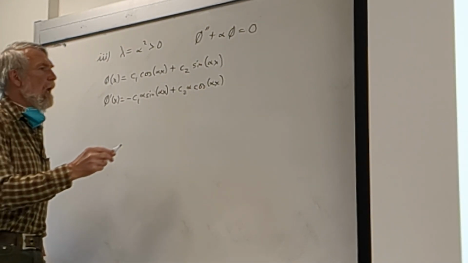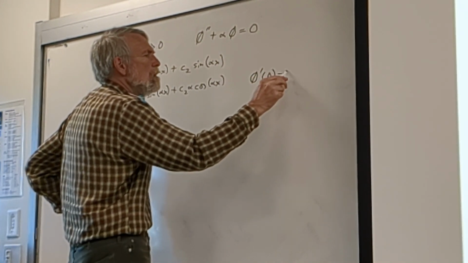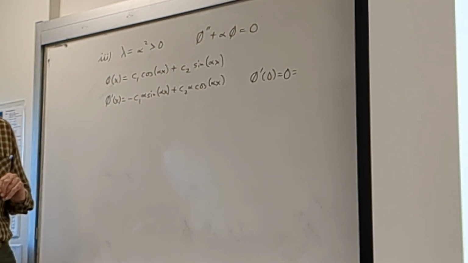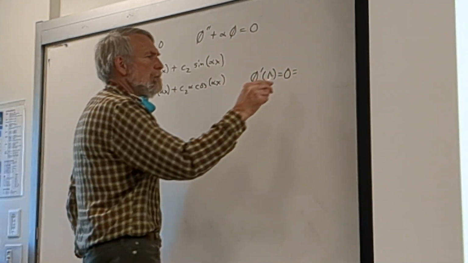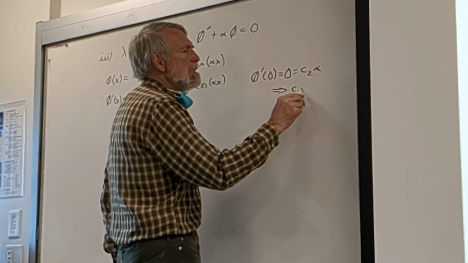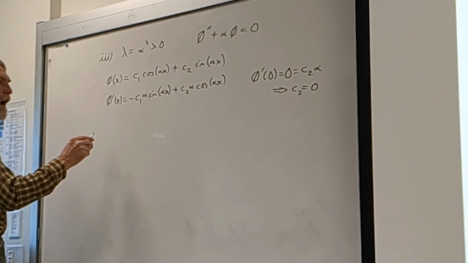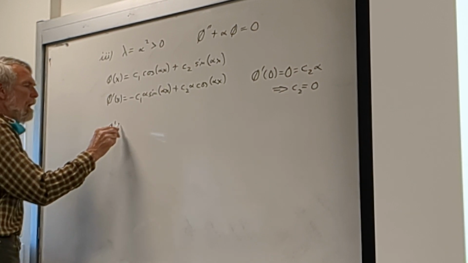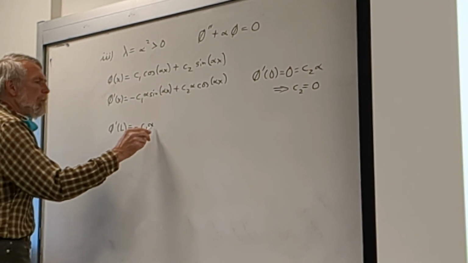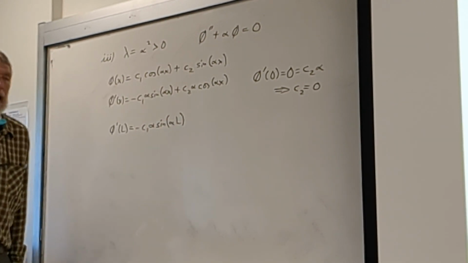All right. And we look at phi prime at 0. First of all, it's equal to 0 by the boundary condition. From this equation here, what is it equal to? C2 alpha. So that implies C2 is necessarily equal to 0. All right. Now let's look at the other condition. We've got that phi prime at L is going to be equal to minus C1 alpha sine of alpha L. And we want that equal to 0.